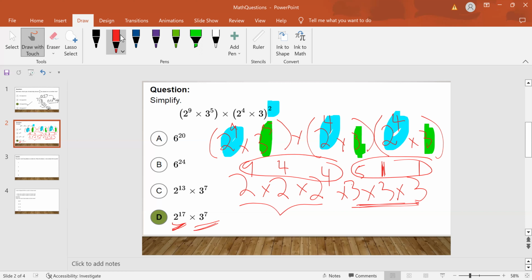The reason we have this here. And that's it. We cannot continue further because they don't have the same base. They don't have the same base. So we stop.